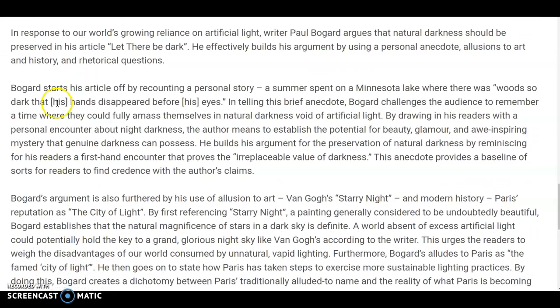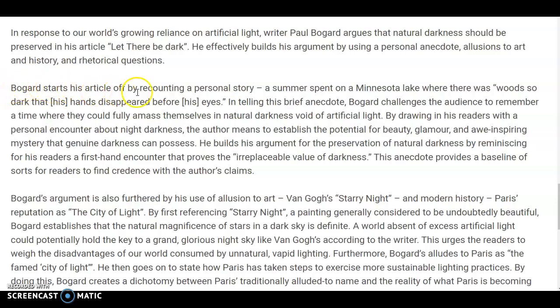Okay, so over here, in response to our world's growing reliance on artificial light, writer Paul Bogard argues that natural darkness should be preserved in his article, Let There Be Dark. There's a typo here. He effectively builds his argument by using a personal anecdote, allusions to art. Okay, here's allusions to art. That's cool. In history and rhetorical questions. All right. So, paragraph number 1.